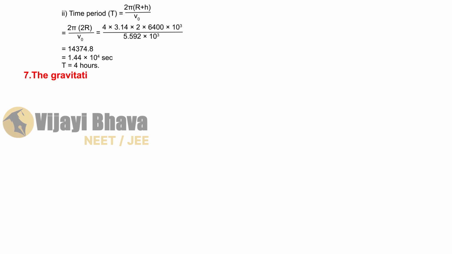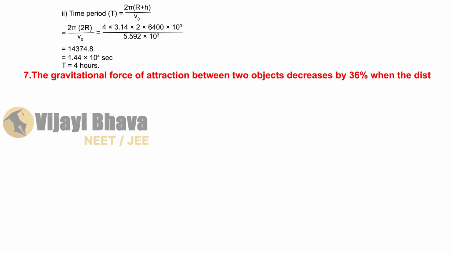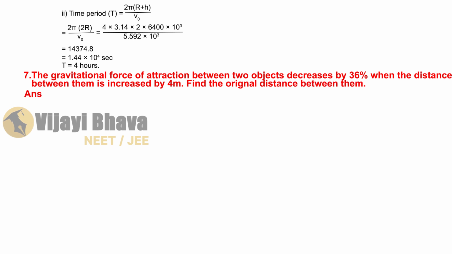The gravitational force of attraction between two objects decreases by 36% when the distance between them is increased by 4 meters. Find the original distance between them. The solution: from the information given in the numerical, let us prepare the data required for solving this problem.